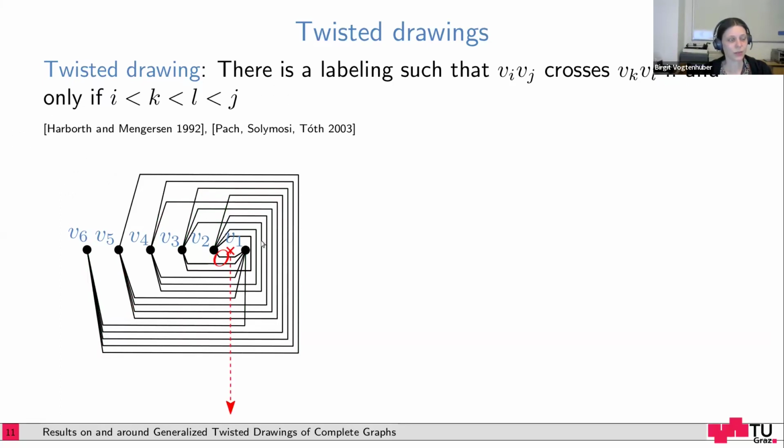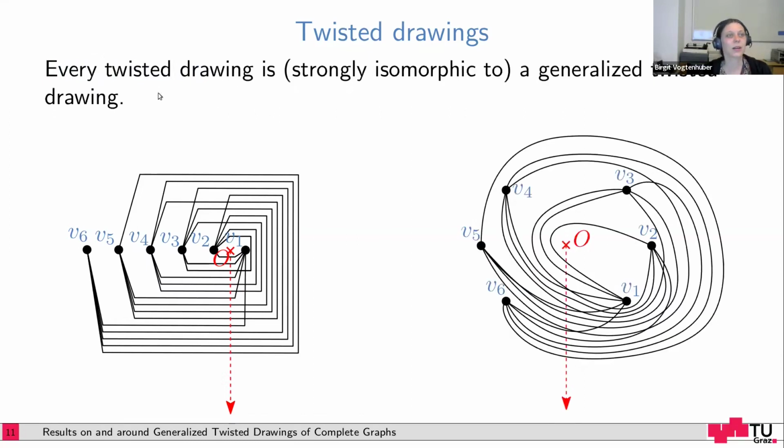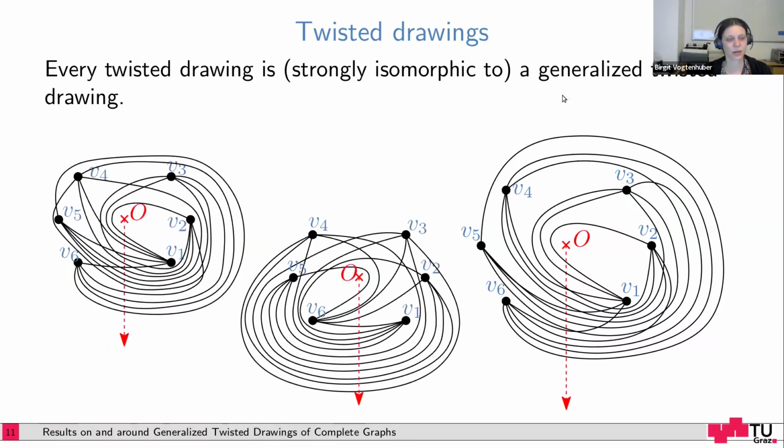Now, twisted drawings can be shown, and that's relatively straightforward, to also be generalized twisted. So here we would have a ray, and that drawing maybe is not completely C-monotone, but nearly. So every twisted drawing is strongly isomorphic to a generalized twisted drawing, but the converse is not true. Generalized twisted drawings are a larger class, so there are more generalized twisted drawings. For n equals 6, there are 3 of them.